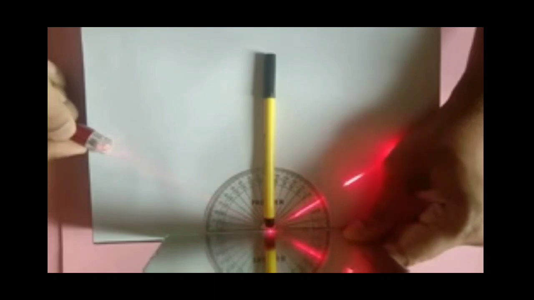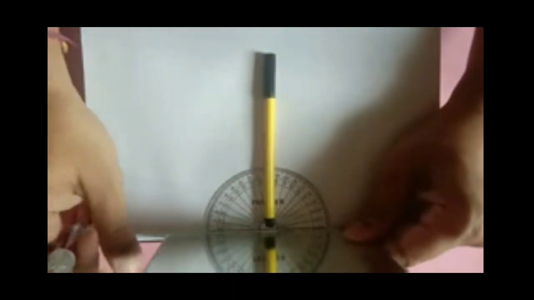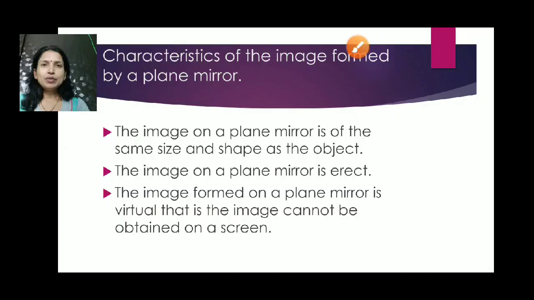And there you see, it passes from the 30° mark only. So that means the reflected ray is on the other side of the normal, and the angle of incidence and angle of reflection are the same. The next topic is, students, characteristics of the image formed by a plane mirror.